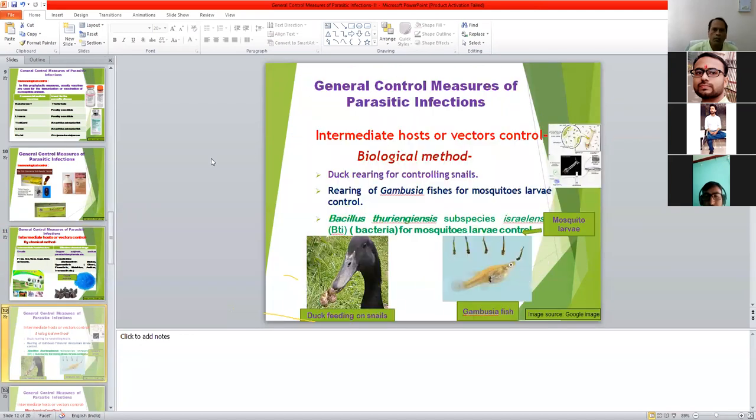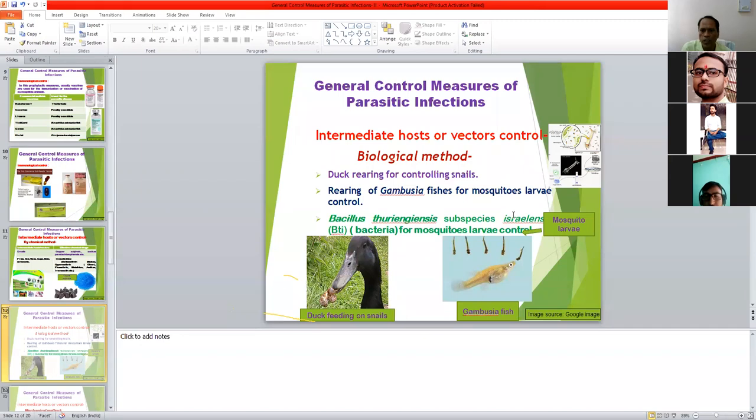This is the chemical control of intermediate host or vector. This is the biological control of intermediate host or vector. Some biological organisms are used to control the intermediate host or vector, like that. Duck rearing is used to control the snail and ultimately control snail-borne diseases, as snails act as an intermediate host of various trematode parasites. Ducks usually feed on snails to control the snail population, and some fishes feed on mosquito larvae, and ultimately control the mosquito, then mosquito-borne diseases.